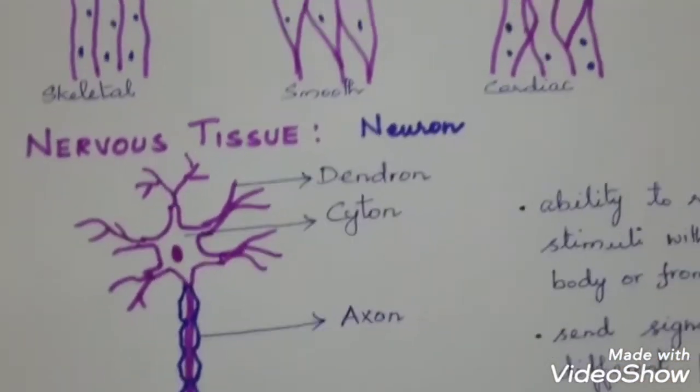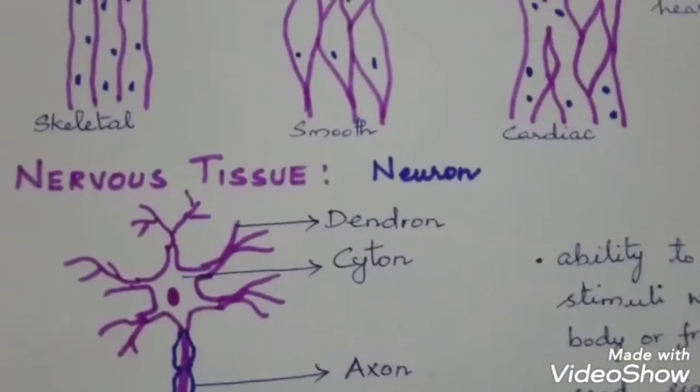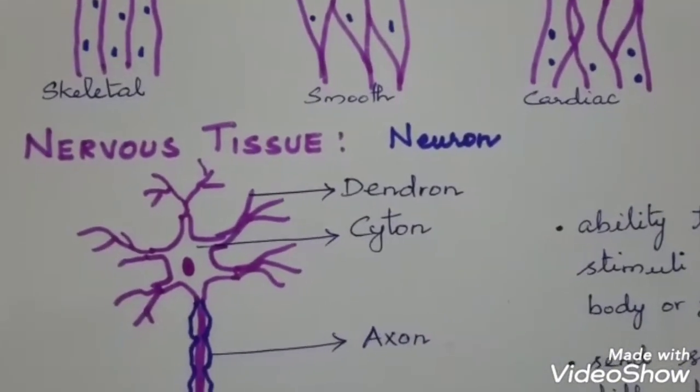So, these are the types of animal tissues. In the next video, we will see about cell division.